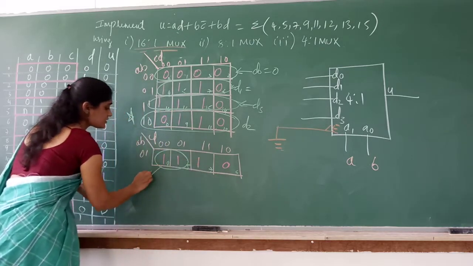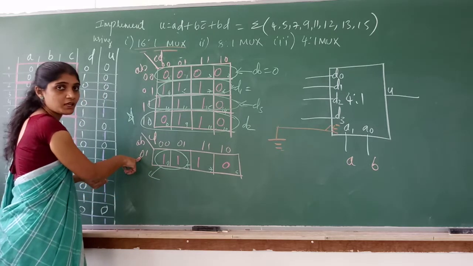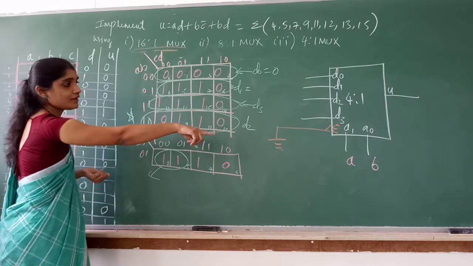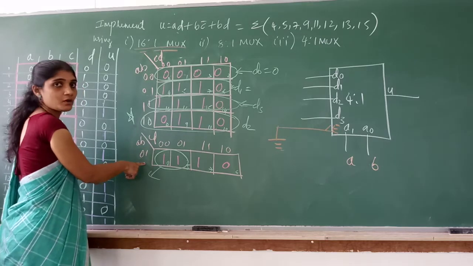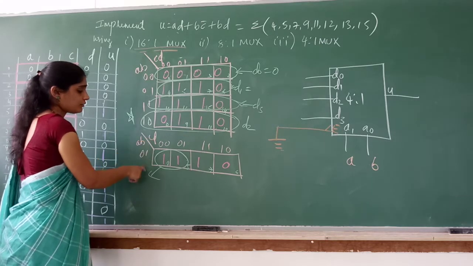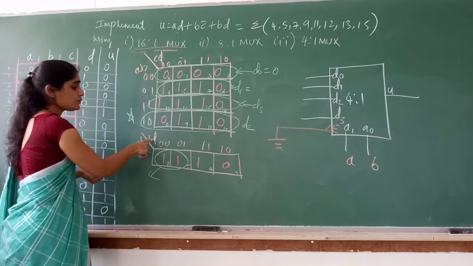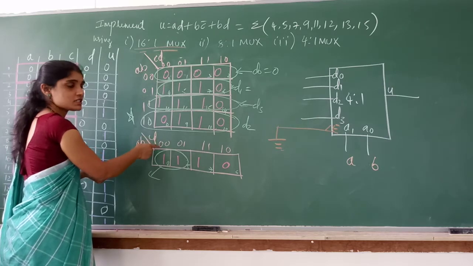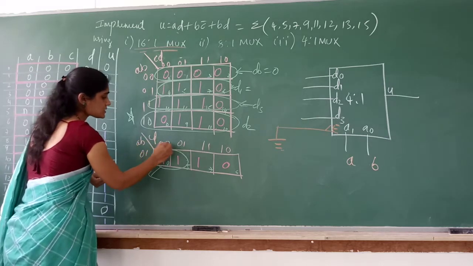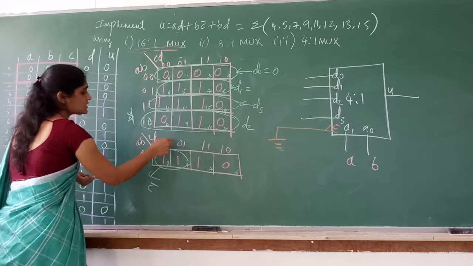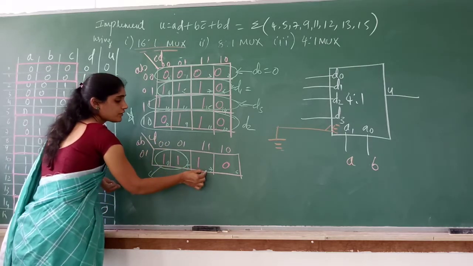4 5 are adjacent. We are not supposed to write AB in the equation because AB we are already giving as select inputs. So whatever equations you write should be in the form of C and D. So now what is C? C is 0 for both, so it is C bar, and D will get cancelled. Now how will you cover mean term 7?